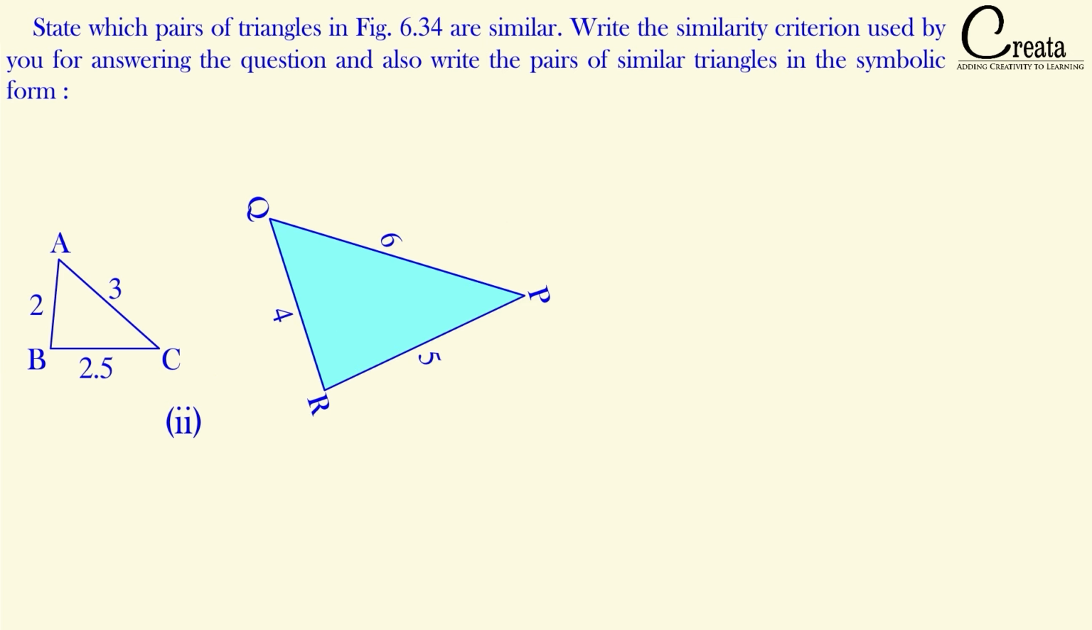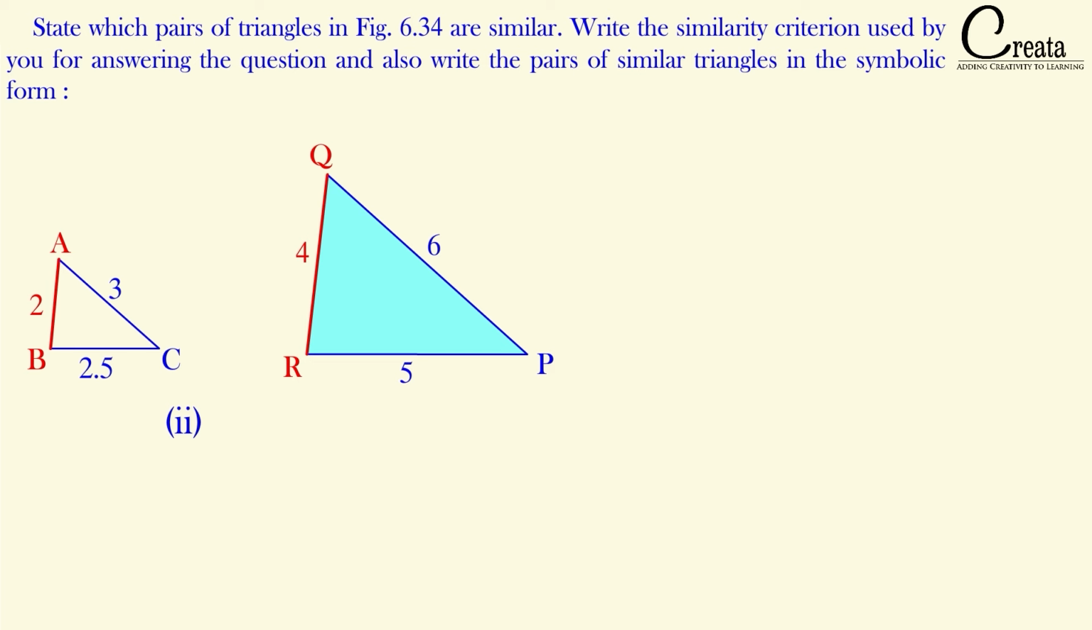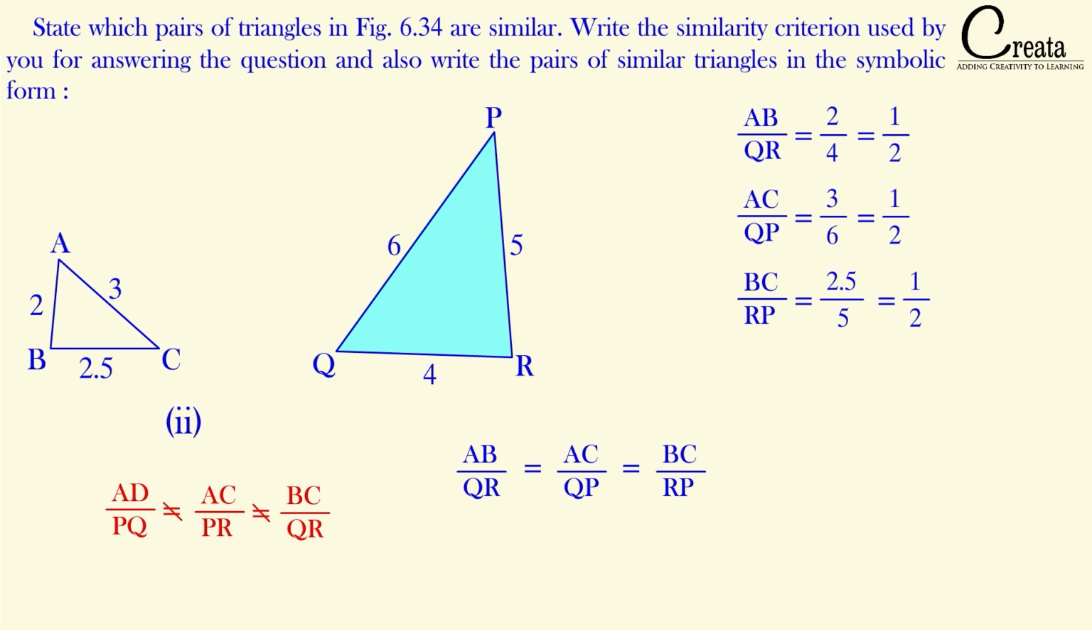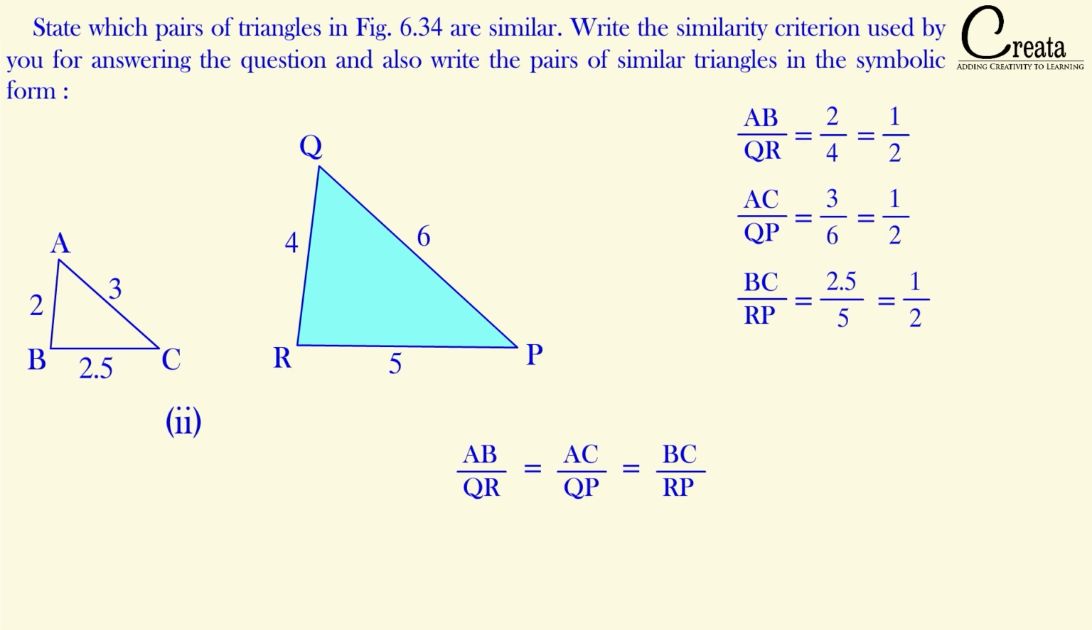If we rotate this triangle, now the side 2 is matching with side 4, side 3 is matching with side 6, and side 2.5 is matching with side 5. Basically 2 by 4 is 1 by 2, 3 by 6 is 1 by 2, and 2.5 upon 5 is 1 by 2. Now we can say the corresponding sides are matching. Basically, the first time we have not taken the right corresponding sides. We have taken the wrong ones. Here AB will correspond to QR, AC will correspond to QP, and BC will correspond to PR.